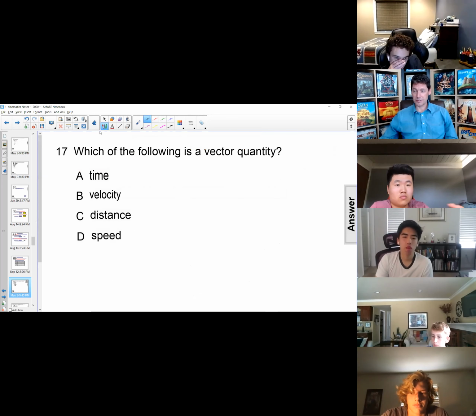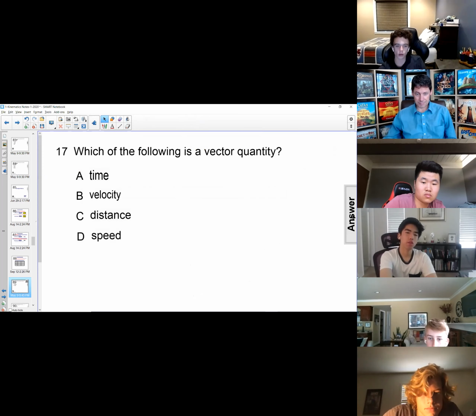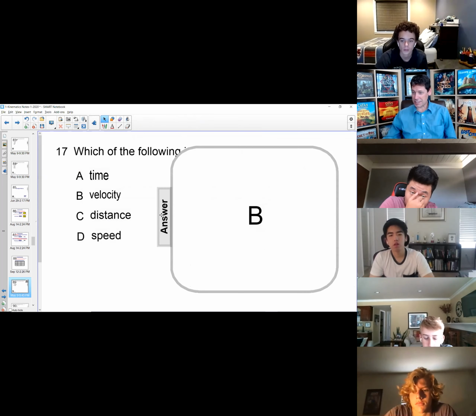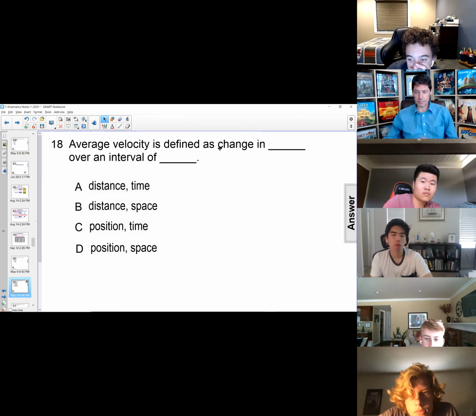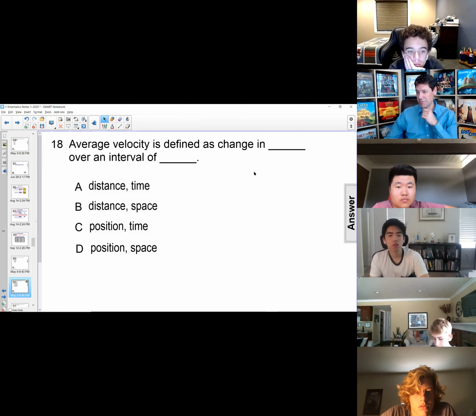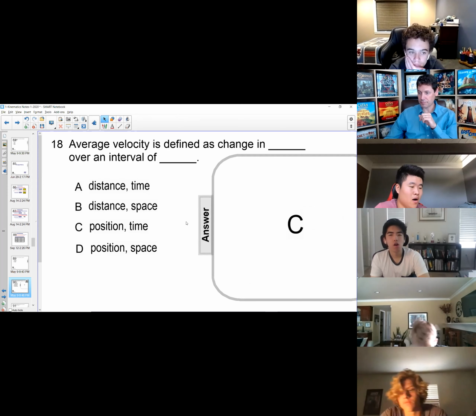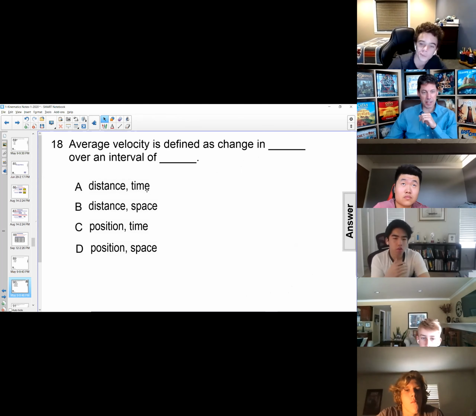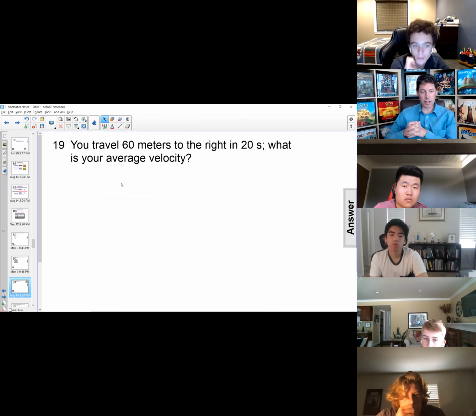All right. So which one of these is a vector? Go ahead and put it in the chat. All right, good. We got a flurry of B's. Velocity is the only vector in that list. And then average velocity is defined as change in blank over an interval of blank. All right, in the chat, I'm seeing a flurry of C, and that is correct. It's a change in position over an interval of time. If we substituted distance and time, what would that be the definition for? Speed, good. You travel 60 meters to the right in 20 seconds. What's your average velocity?